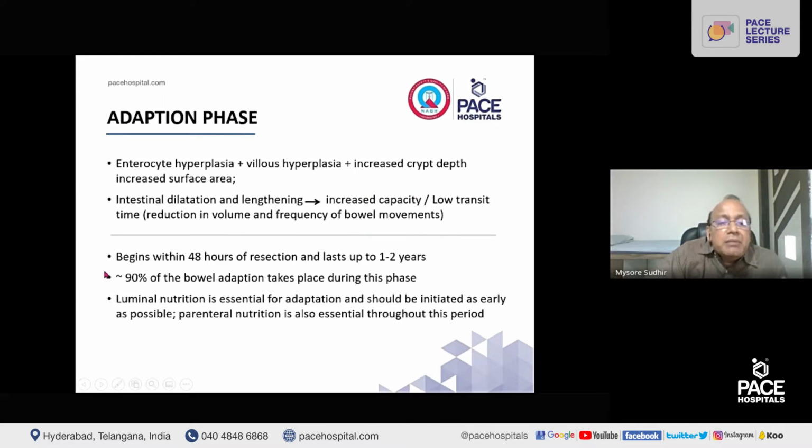And here, 90% of the bowel adaptation takes place in this phase. So luminal nutrition is very essential for adaptation and should be initiated as early as possible. This is important because adaptation starts from 48 hours. So nutrition should be initiated as early as possible, though in stages, very slowly. Parenteral nutrition is also essential throughout this period. So it's not purely enteral, we'll have to give parenteral also.